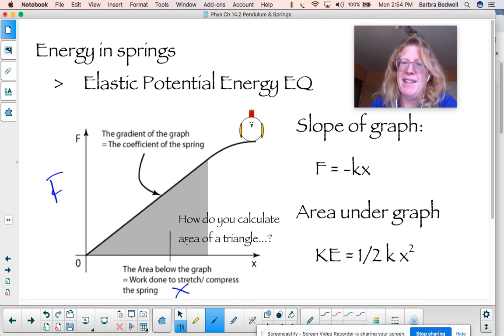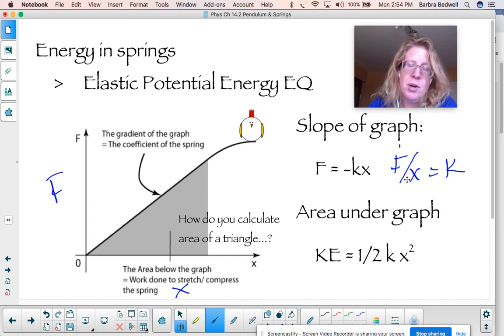Just like we did back in that first chapter, area under the graph is also kind of a useful piece for us. So we know that the slope is rise over run, and in this particular case, if we calculate that, F over X equals K. The slope of a Hooke's law graph is known as the spring constant.